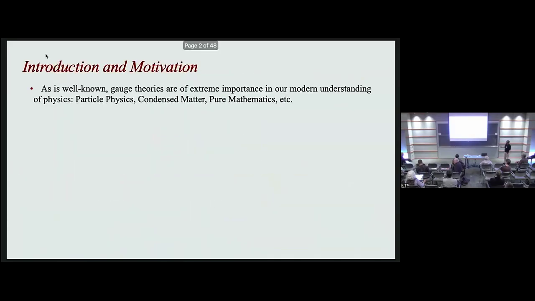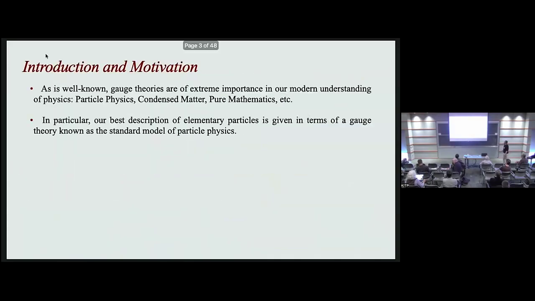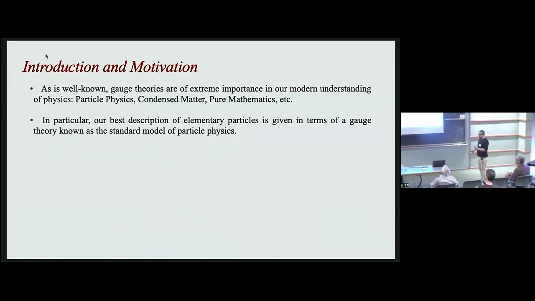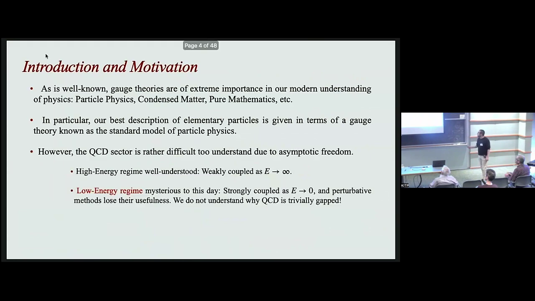To begin with motivation, we know that gauge theory is of extreme importance to understand nature. We have known that for half a century now from the standard model of particle physics. And as we all well know, QCD is very difficult to understand because of asymptotic freedom. At very high energies, it is weakly coupled and well understood. We can do Feynman diagrams and many things, but the low energy regime is mysterious to this day. We don't understand very well what's happening at low energies when the coupling becomes strong. And we basically do not understand why QCD is trivially gapped, why it has a single ground state.